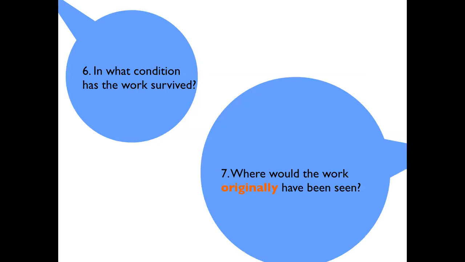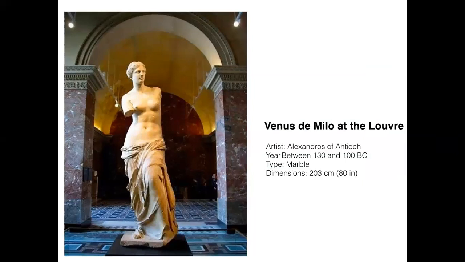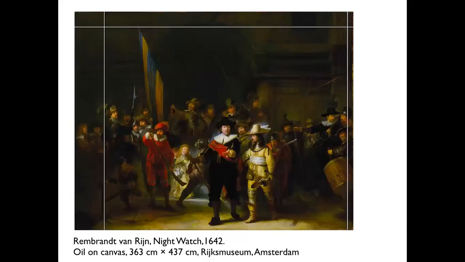And then, in what condition has the work survived? And also, where would the work originally have been seen? This is a very important question, especially for some classical work. For example, this one, the Venus de Milo at the Louvre. You can imagine that at the very beginning, she had her hands, of course, but we never know the gesture of it, and we will never know how it looked. That is the condition of the work now. And also this one was actually much bigger than what we see in the museum nowadays. It has been trimmed down by someone so that two of the characters are now missing. It was just bigger than what we see now.